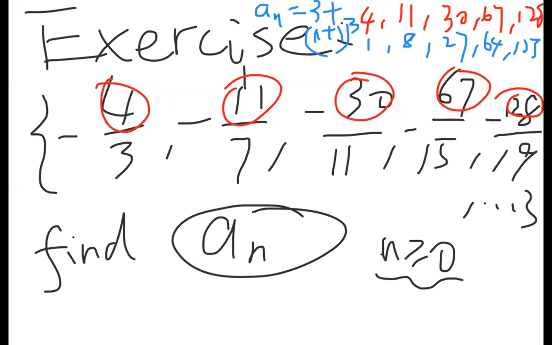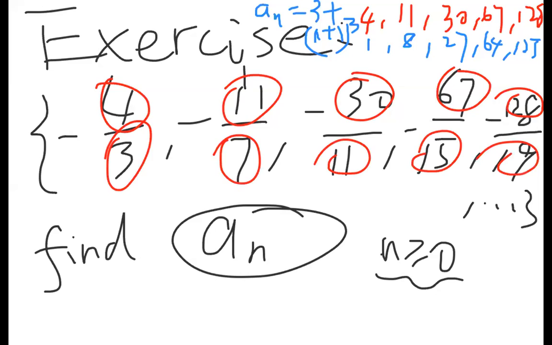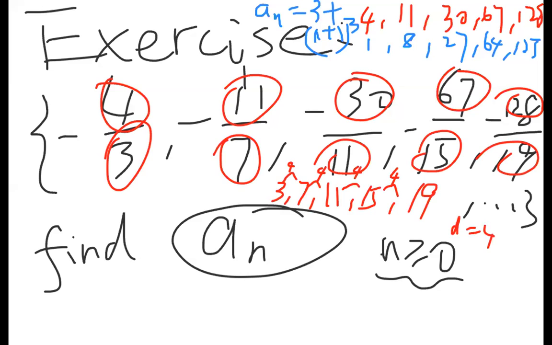For the denominator, it is 3, 7, 11, 15, and 19. Then they all have a common difference, 4. So the common difference is 4. You start with 3. So the general term is 3 plus 4n. All right.